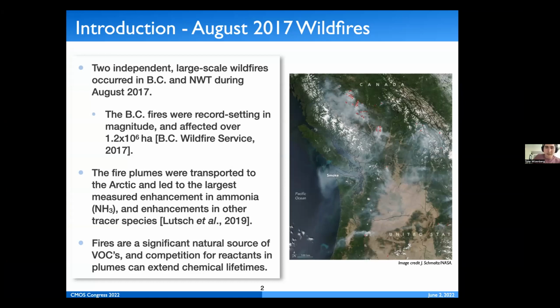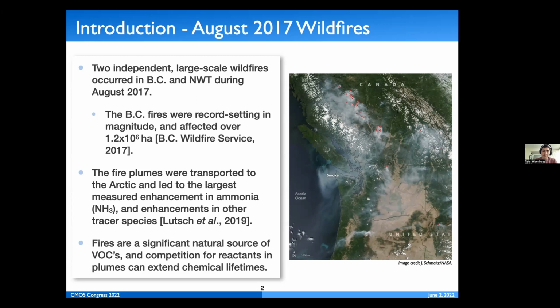So jumping right into a little bit of background. In August 2017, there were two independent and really large-scale wildfires which occurred in British Columbia as well as the Northwest Territories of Canada. The BC fires were actually record-setting in their magnitude and affected a massive area of land. The fire plumes basically merged together from these two fires and then were transported all the way to the high Arctic, where they led to the largest measured enhancements in ammonia, as well as enhancements in many other biomass burning tracer species. So this was the focus of a paper by my predecessor, Eric Lutsch, in 2019.